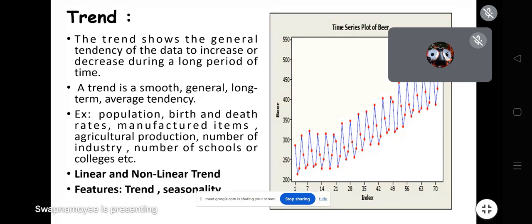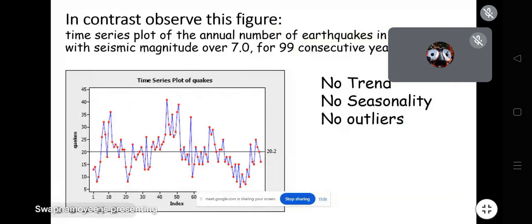Now you see, this is another type of trend. It's a straight line of data. That means there is no trend in this time series data. This is a plot of earthquakes in a particular region, of magnitude 7 on the Richter scale, taken over 99 years. So you can see there is up and down movement. The straight line which you see is the mean. So the data is hovering around the mean. So no trend is there.